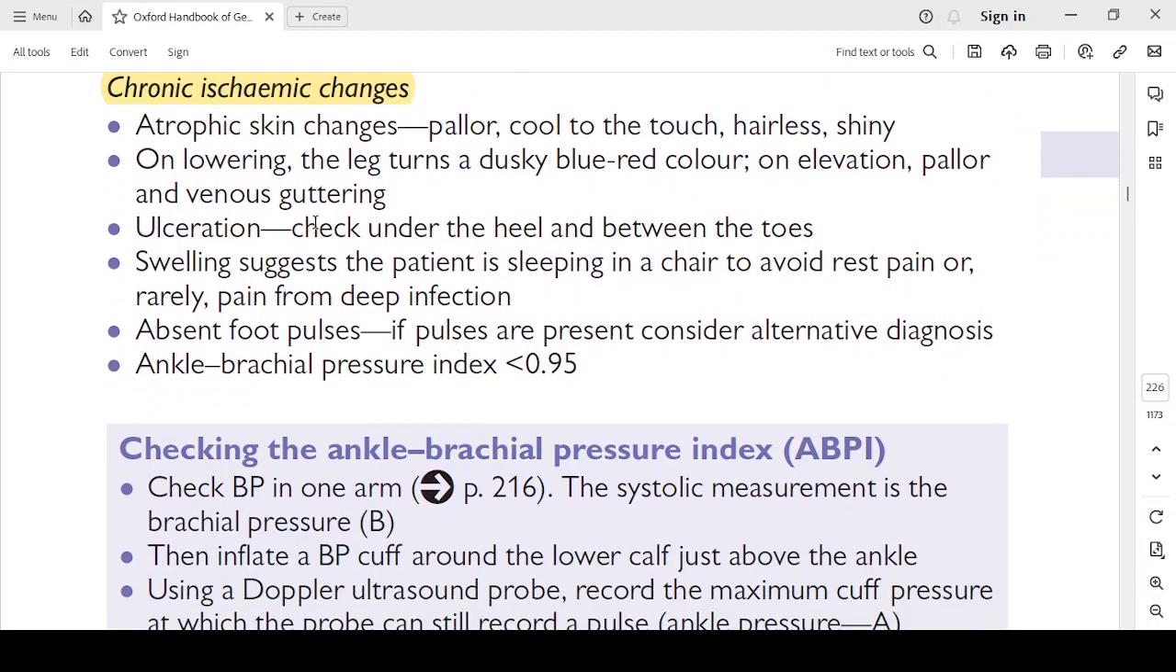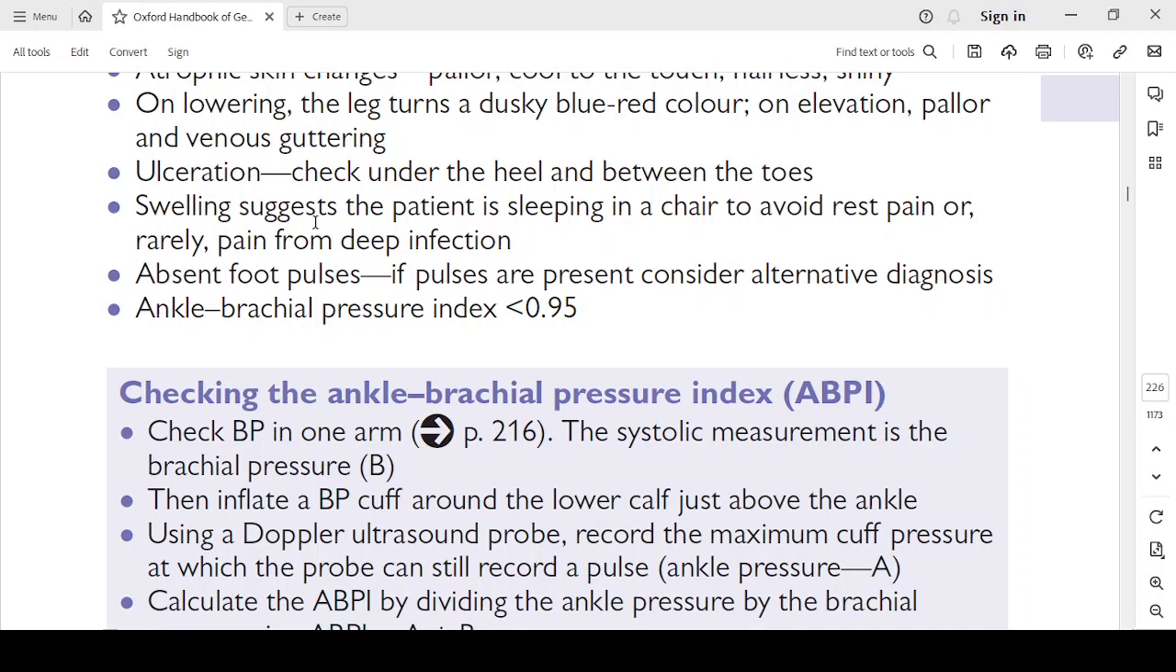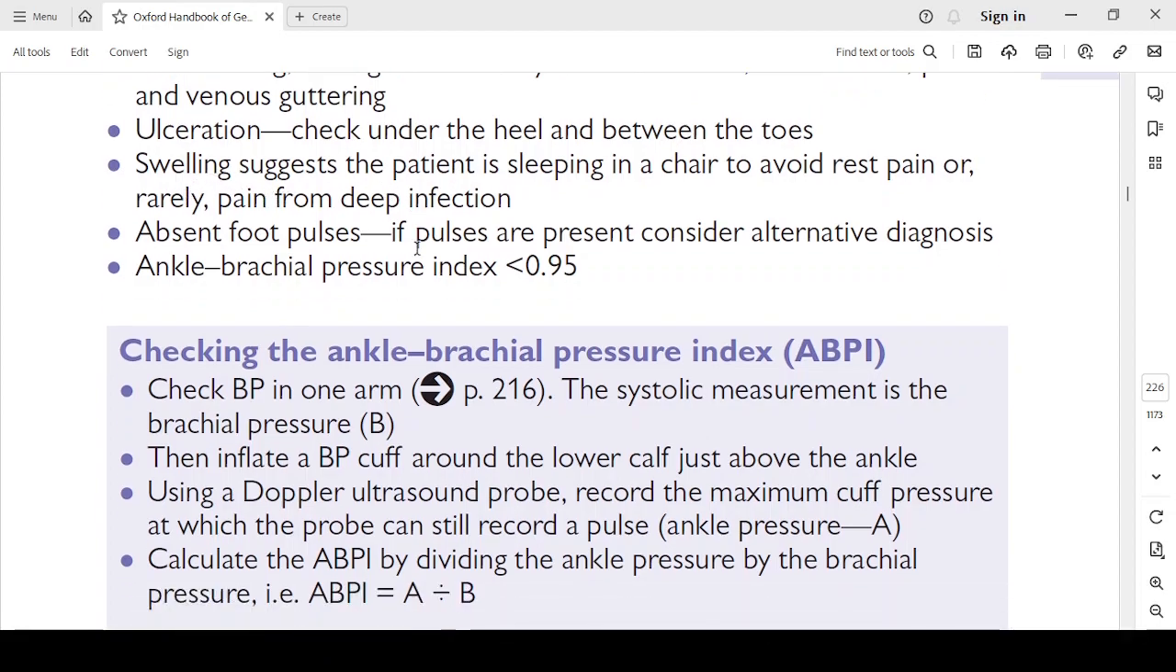Ulceration. Check under the heel and between the toes for ulceration. Swelling suggests that the patient is sleeping in a chair to avoid rest pain, or rarely pain from deep infection. Absent foot pulses. If pulses are present, consider alternative diagnosis.